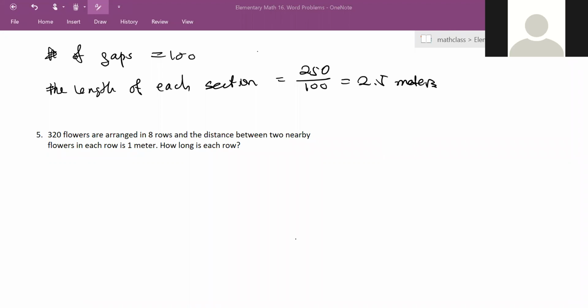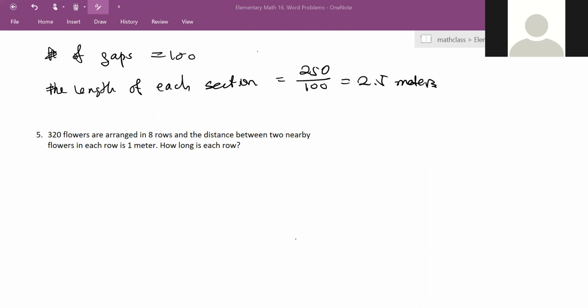So my hint is you have to figure out how many flowers in each row. After you figure out the numbers of flowers, then you figure out the number of sections, whatever, all the gaps between 2 trees, right? Okay, so let's draw that.